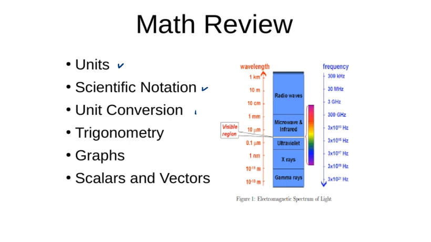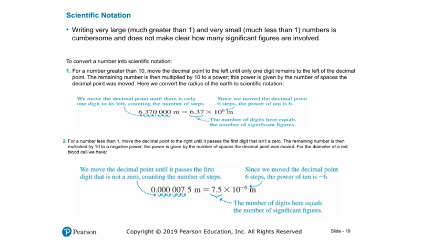I want to touch base on some math reviews. We'll review units quickly here, scientific notations, unit conversion, trigonometry, graphs, and scalars and vectors. These are our main mathematical applications we will use, and it will be useful to review them first. I know it's going to be a lot of information, and then we'll get back to them as we use them, and we'll have this vague memory of what everything is, and then settle it down with questions.